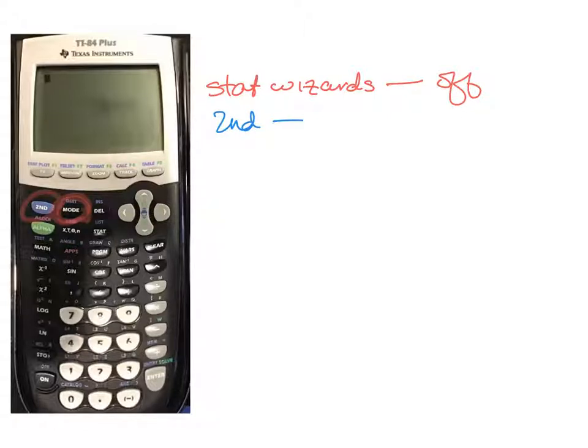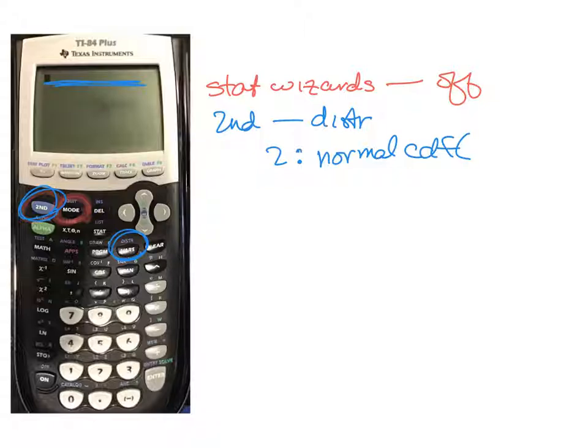Second, DISTR, so second, and it's right here, the button, and you're going to select number 2, which is normal CDF. Let me double check that. Normal, yep, normal CDF, parentheses. So go ahead and select number 2. Your screen should now look like this.